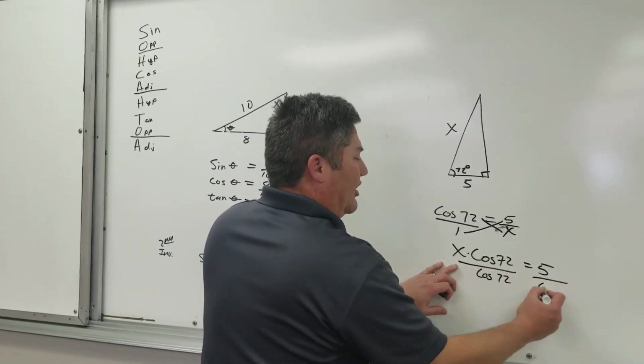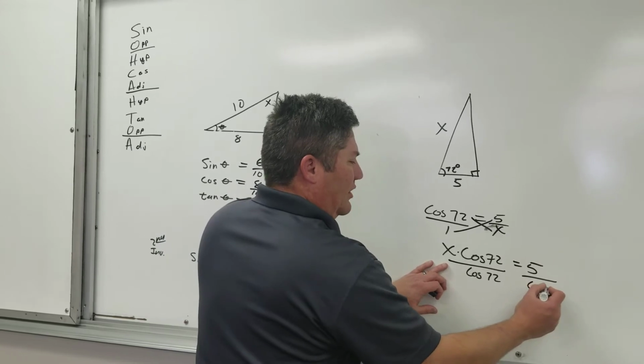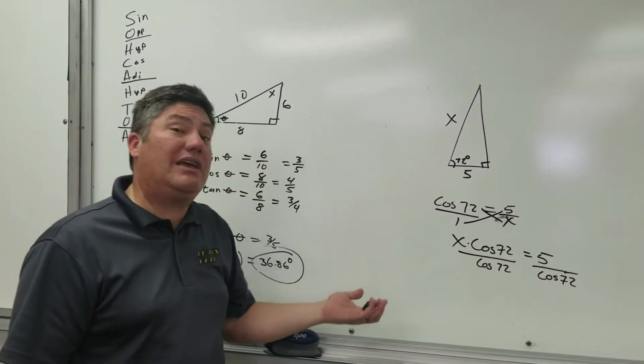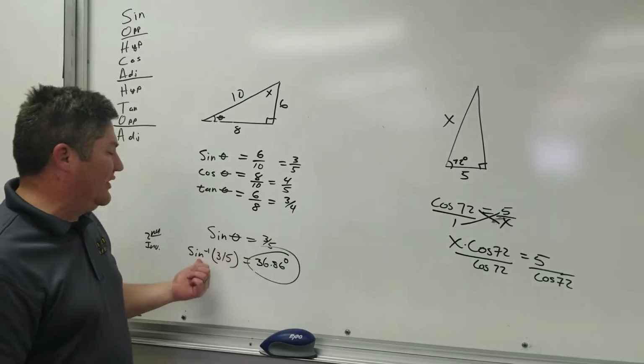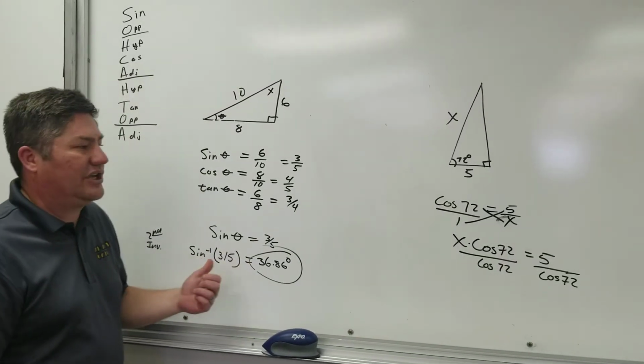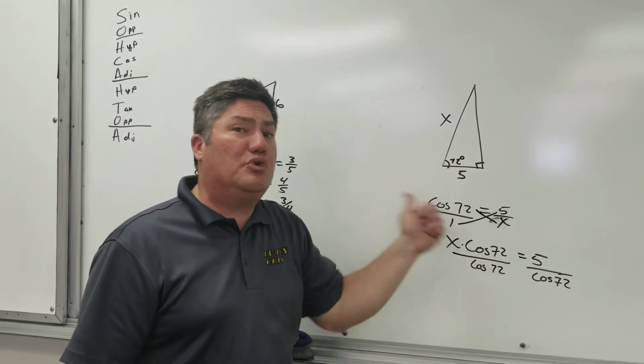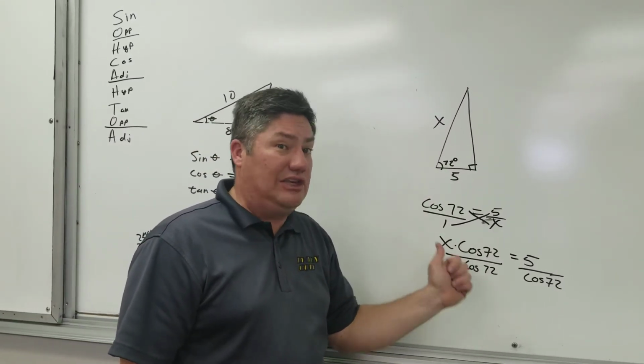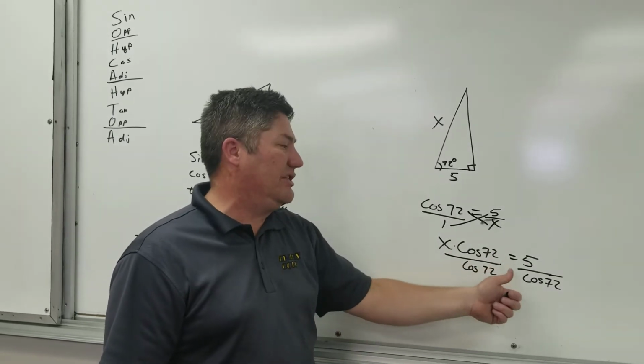Now this time, are you finding an angle or are you finding a side length? You need to ask yourself that every time. If you're finding an angle, you're going to have to use the inverse key like we did here, second or inverse key. If you're finding a side length, do not use the inverse key. Do not use the second key.